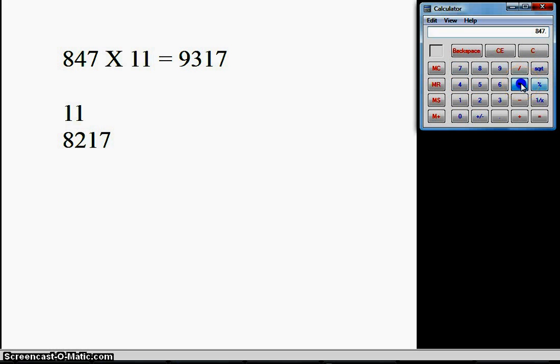847 multiplied by 11 equals 9317. There you have it. See how easy it is now to do any multiplication of any number by 11.